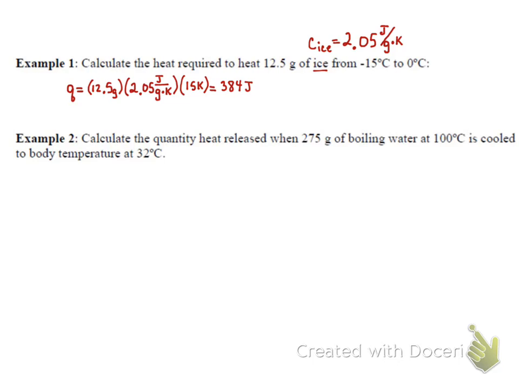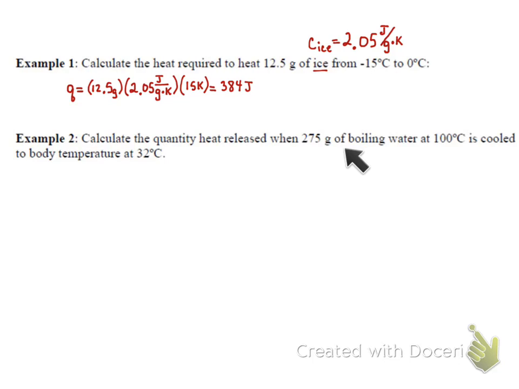Okay, next example. How much heat is released? Releasing means the heat's going to go down. Heat's going to be removed, which means the temperature is going to go down. When 275 grams of boiling water, so water at its boiling point, which means it's at 100 degrees, is cooled to body temperature, which is 32. So this would be an example of if you got splashed with boiling water.